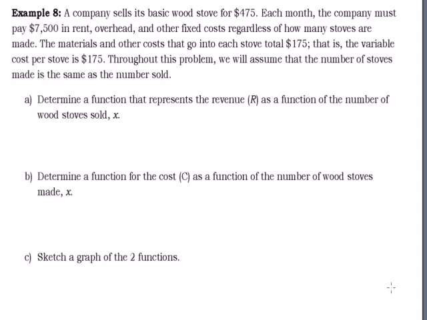Example 8 reads, a company sells its basic wood stove for $475. Each month, the company must pay $7,500 in rent, overhead, and other fixed costs, regardless of how many stoves are made. The materials and other costs that go into each stove total $175. That is, the variable cost per stove is $175. Throughout this problem, we will assume the number of stoves made is the same as the number sold.